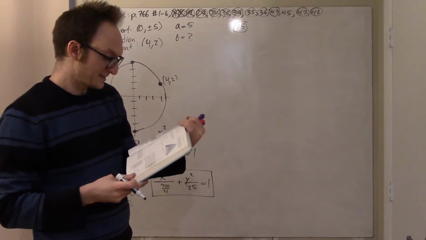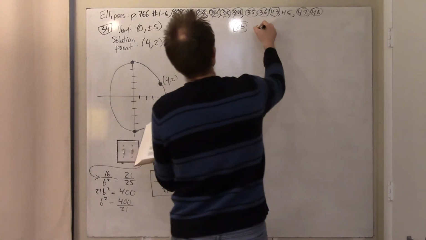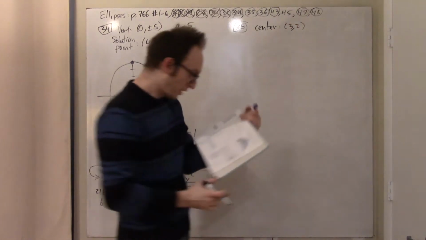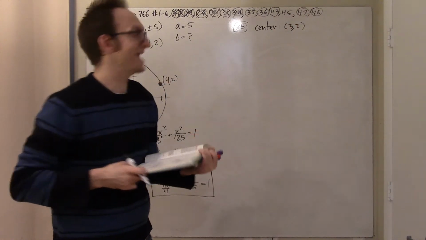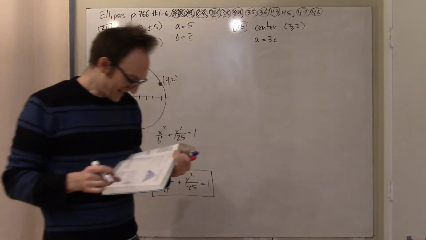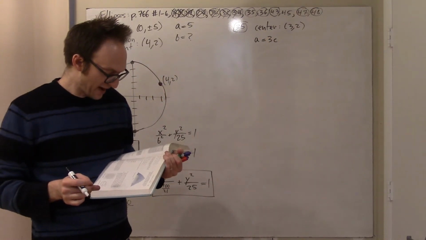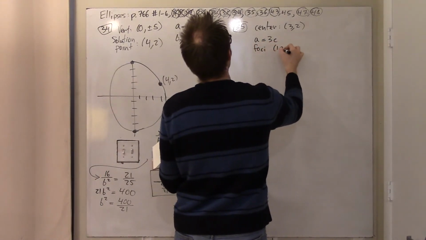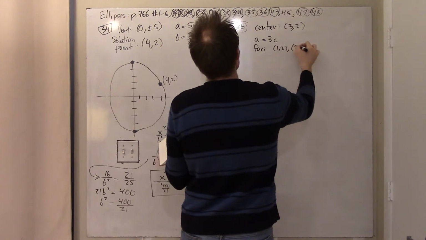35 says, hey, the center is now not the origin. The center is now the point 3, 2. Okay, making me jump through some hoops there. A is 3C. That's slightly interesting. And the foci are at 1, 2, and 5, 2.